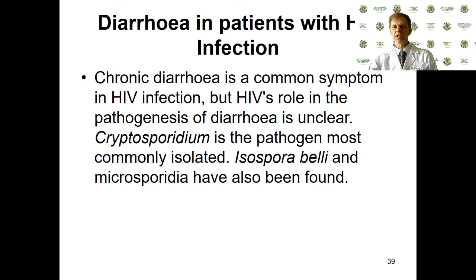Diarrhea in patients with HIV infection. Chronic diarrhea is a common symptom of HIV infection, but HIV's role in the pathogenesis of diarrhea is unclear. Cryptosporidium is the pathogen most commonly isolated. Isospora belli and microsporidia have also been found. You know that in HIV infections, different germs may be found everywhere, and these germs may cause diarrhea in case of damage of the intestine.